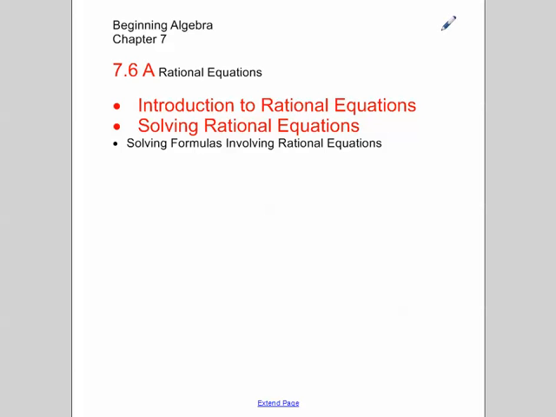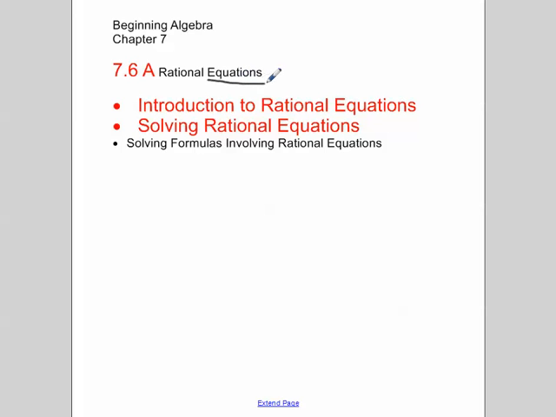This is the last section of Chapter 7. So we're beginning algebra, and we're in Chapter 7, which is rational expressions. Section 7.6 is rational equations.